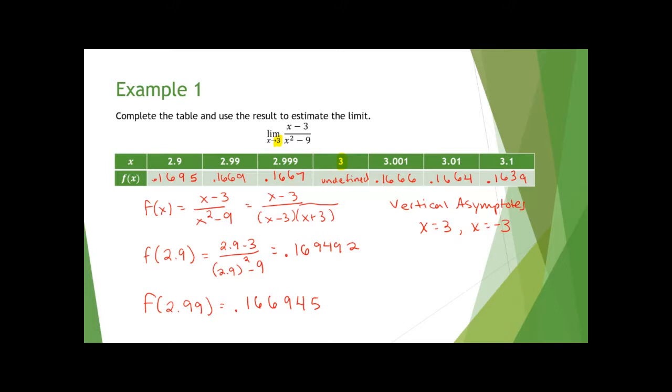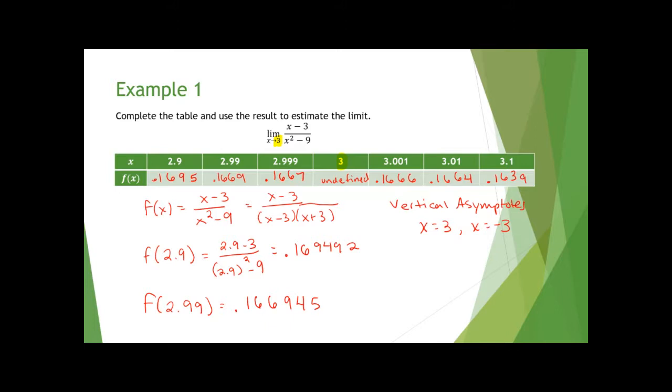And now we need to estimate the limit. So we're estimating what happens as we get near 3. At 3 we're undefined, but the limit is not undefined. There is a number we're approaching. You look at either side and you're looking at the pattern. At 2.9, we had our highest value, and then it was slowly decreasing. If we look at the left and right of 3, we had 0.1667 and 0.1666.